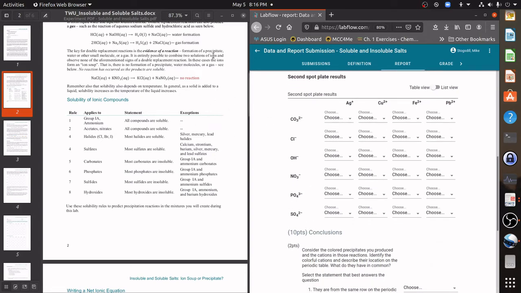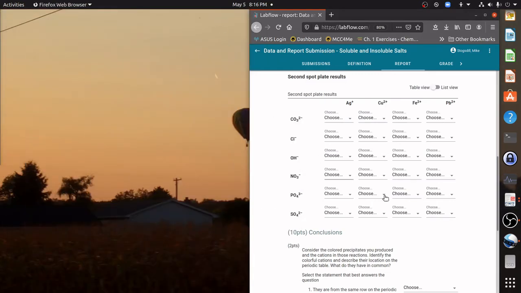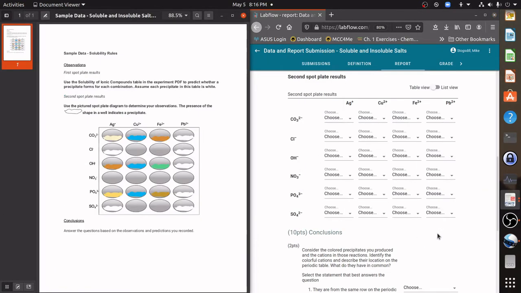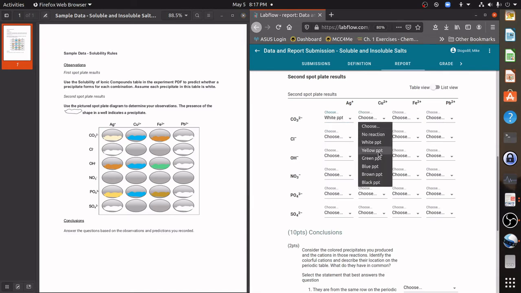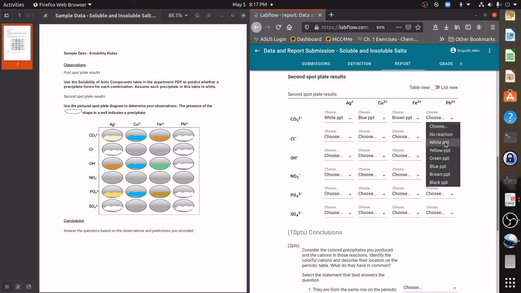For this one, we're going to use that other document. So we're going to be looking instead at this guy here. And basically, we're just looking at this picture and then translating that over to here. So for this first one, I'm going to call that first one there a white precipitate. For the copper, I'm going to call that a blue precipitate. For the iron, I'm going to say that's brown. And the lead, that looks pretty clearly to be a white precipitate. And so on and so forth until you've filled this out matching your spot plate results.